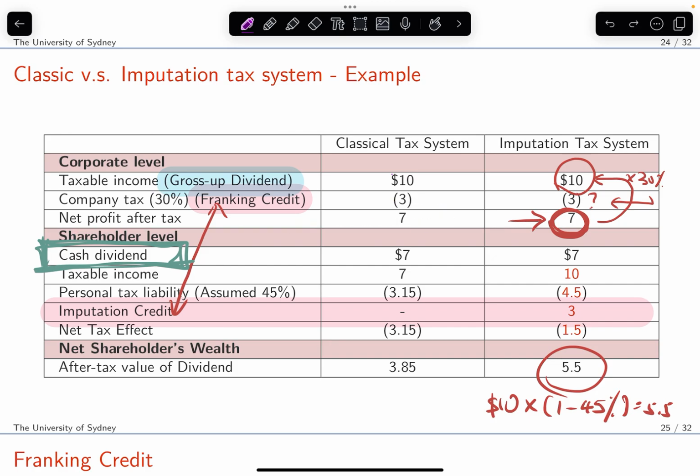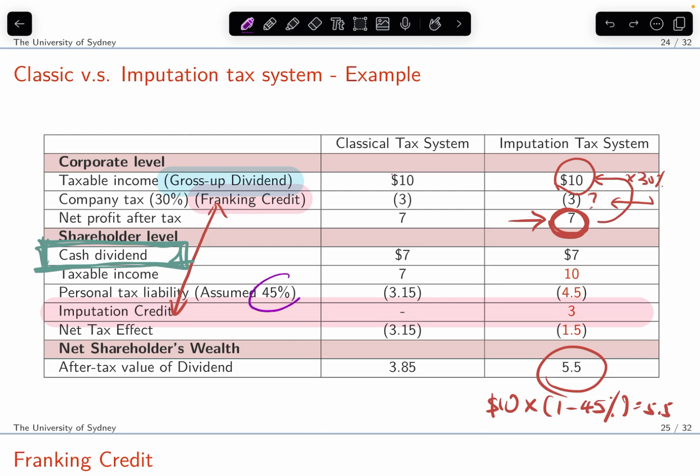This is the same thing as Australia. Australia company has $10 of taxable income. It pays 30%, so it pays $3 in corporate taxes. Then both companies end up with $7 of net profit after tax. Now, we pay all of this net profit after tax to shareholders, 100% dividend payout ratio. So the U.S. company pays $7 to shareholders. So the shareholders have $7 of taxable income.